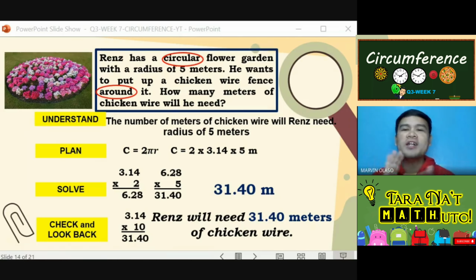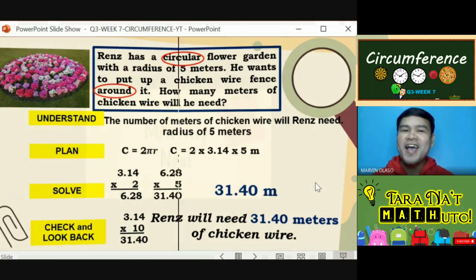Okay, I think we are done with our topic about circumference this time. If you really learned in our lesson, ayan, let's check. Get ready and say, Math try nga!